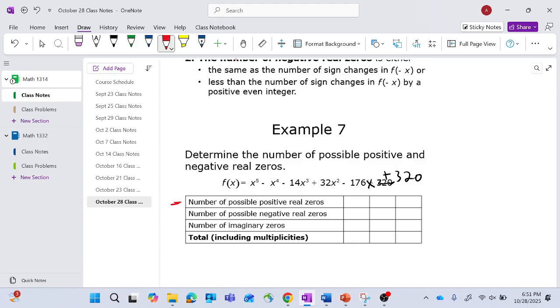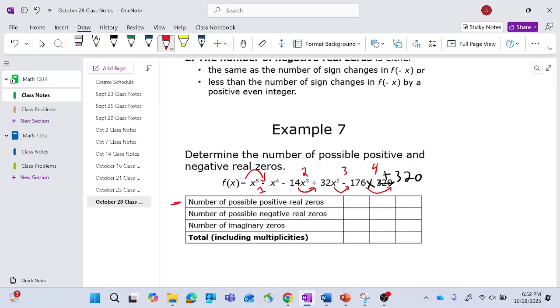So, to figure out the number of possible positive real zeros, what you want to do is go to your equation and see, how many times do I switch signs? I started with a positive x to the fifth, then I switched to a negative x to the fifth. That's one change. Then I stay negative, then I have a negative right here, then I became a positive. That's two changes. Then I had a positive, then I became a negative. That's three changes. And then you have a negative that became positive 320. That's a total of 4 sign changes for the original equation.